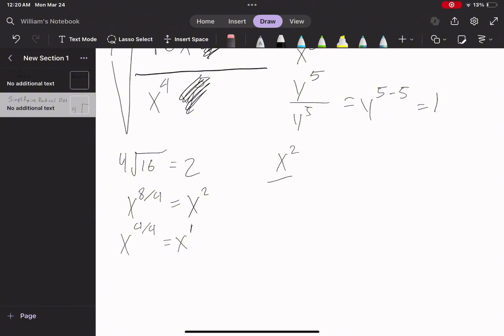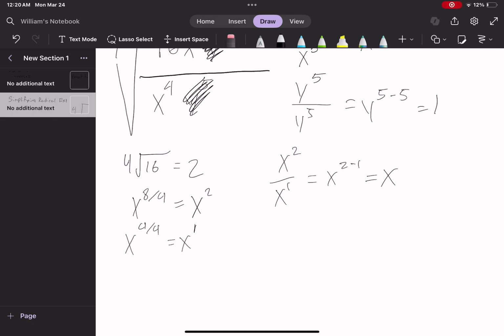Again, we can use our exponent rule. x squared over x to the power of 1 is just x to the power of 2 minus 1. So we just get x. So here, our answer is just going to be 2x.